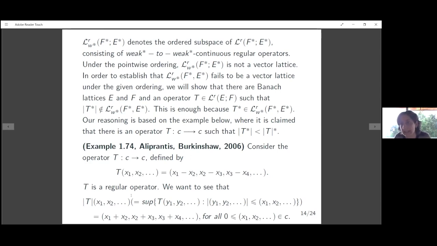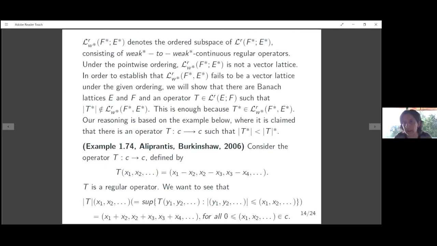And we can easily see that this is a regular operator because it is a difference of two positive operators. And we want to see that the modulus of T applied on x, of course, the definition for the modulus of T applied on an element is defined by the supremum, as was mentioned above. This is the Riesz-Kantorovich theorem, which one can find in this book in particular. Then we want just to see that the modulus of T applied to x is x1 plus x2, x2 plus x3, etc. So to have an equality, we will prove two inequalities.